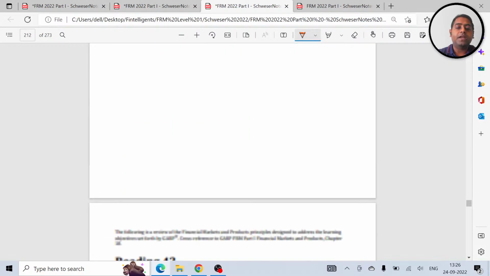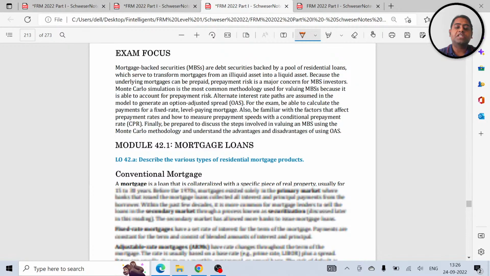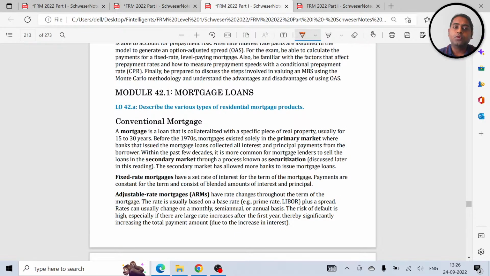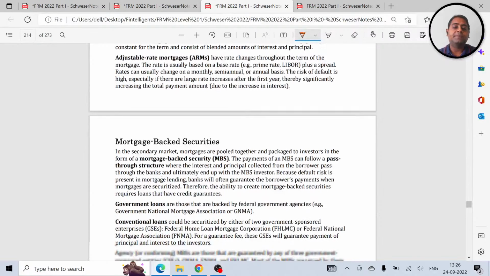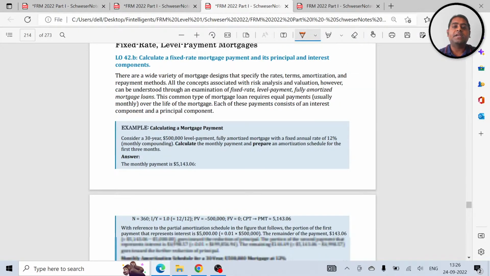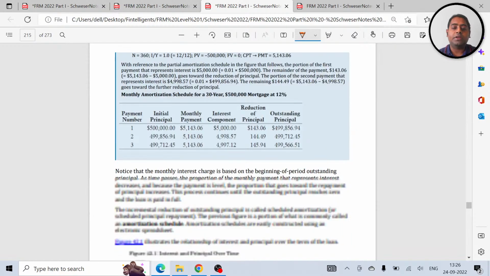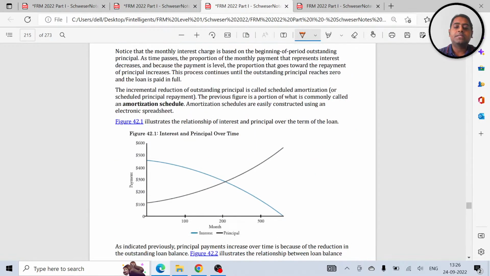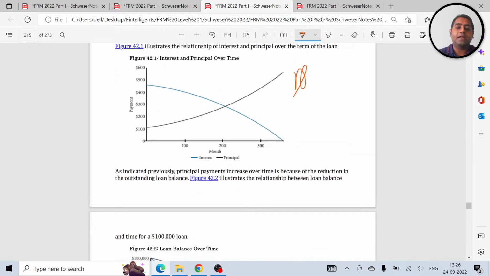We are moving ahead now. Mortgage and mortgage-backed security. There are a few parts in this chapter which are important, so I'm just going to highlight that. Mortgage-backed security. Starting part is fairly simple and easy. Fixed rate level payment mortgage is not important. This diagram is important. Okay, so please make sure that you are comfortable with the diagram.